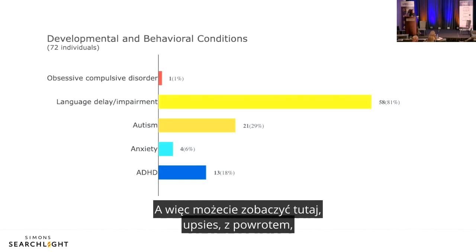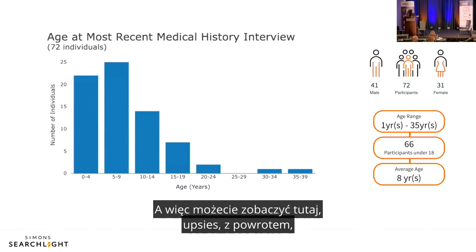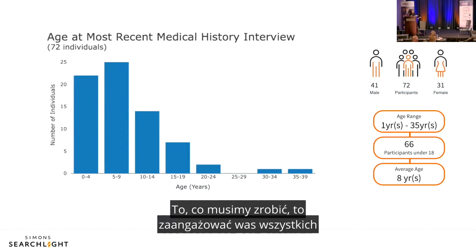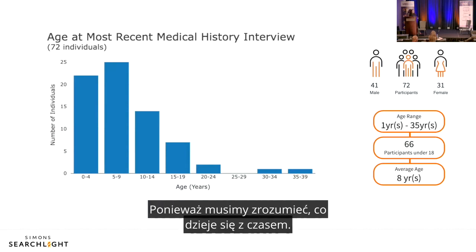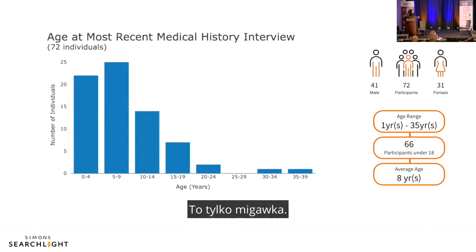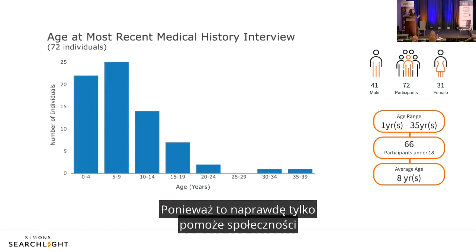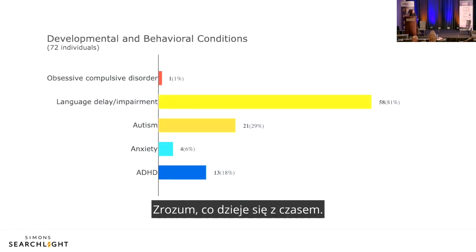And so you can see right here, this is showing the abundance of people. So you have more people who are younger, less people who are older. This is so important, right? We know that there's people who are alive who have this disorder. What we need to do is keep all of you involved and keep moving forward together, right? Because we need to understand what's happening over time. This is just a snapshot. The average age of the 72 people is 8 years old. So as you can see, the majority are younger. So stick with us, all right? Because this is really only going to help the community understand what happens over time.